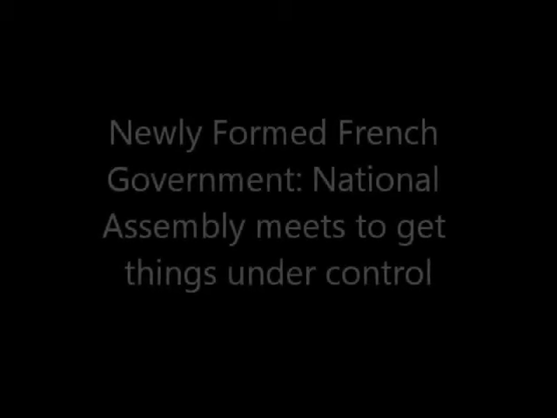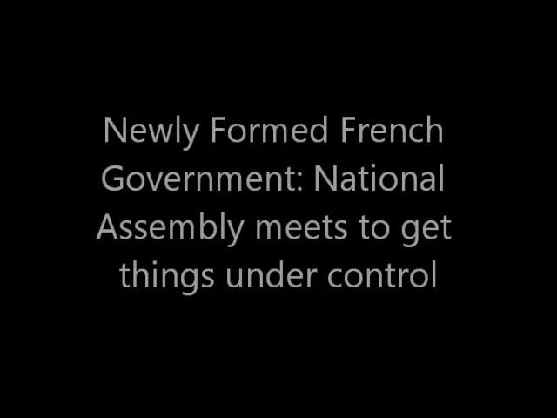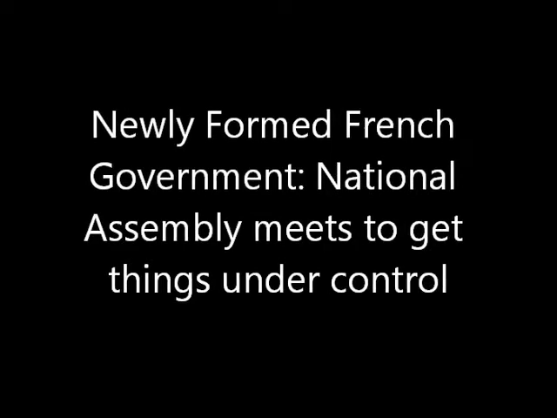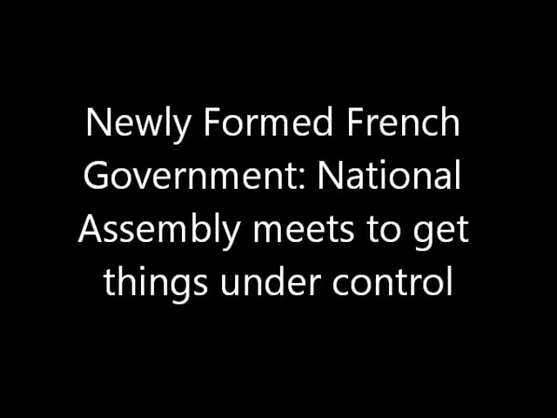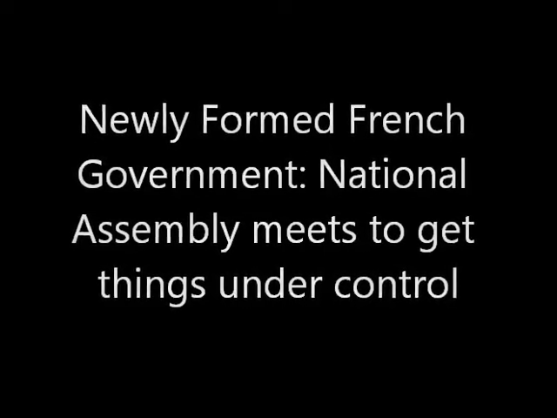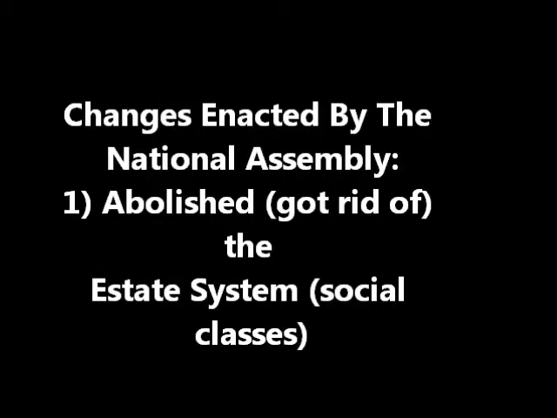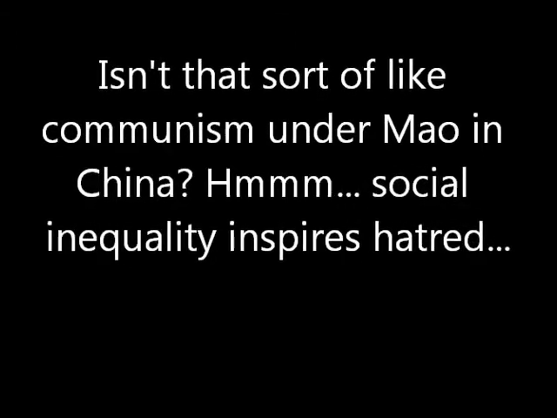All right, so the members of the newly formed French government, called the National Assembly, held an emergency meeting to get things under control. The National Assembly enacted many changes. First, they got rid of the estate system. They abolished it, or that traditional social hierarchy in France, making everyone equal in society. Second, they're going to write a constitution called the Declaration of the Rights of Man and of Citizen. This document is very similar to the American Declaration of Independence.